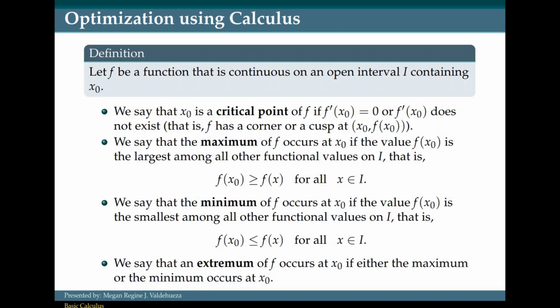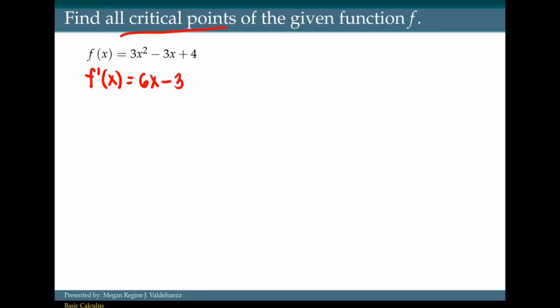Next step, to get the critical point, we will equate the derivative of the function to 0. So from here, we have 6x minus 3, equate that to 0, and we solve for x. So what is x? What is the value of x here?